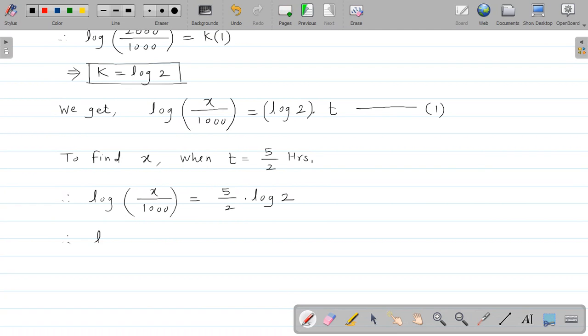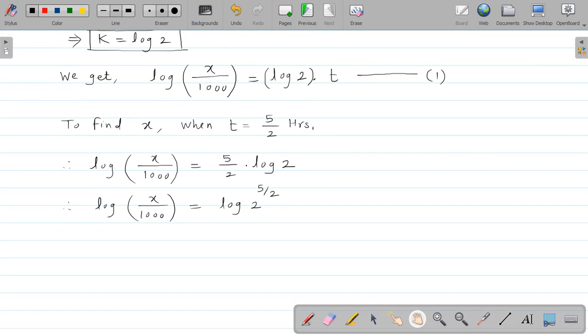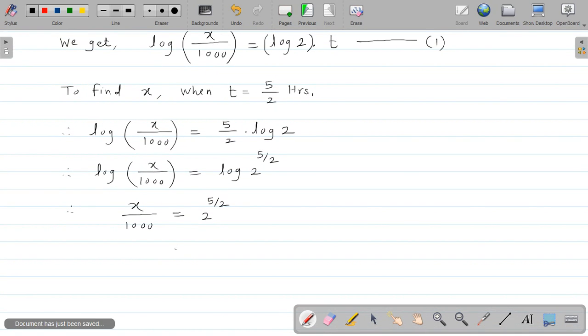So for that, here we will compare log on both sides. So we have to modify the equation like this. Keep log of x upon 1000 as it is, and here by the logarithmic rule this 5/2 into log 2 can be written as log of 2 raised to 5/2. Now direct comparison between the logarithmic terms is possible here. So by comparing both sides, we get x upon 1000 is equal to 2 raised to 5/2. Now we have to solve 2 raised to 5/2. What is 2 raised to 5/2? Actually it is root 2 raised to 5. So x upon 1000 means root 2 raised to 5.